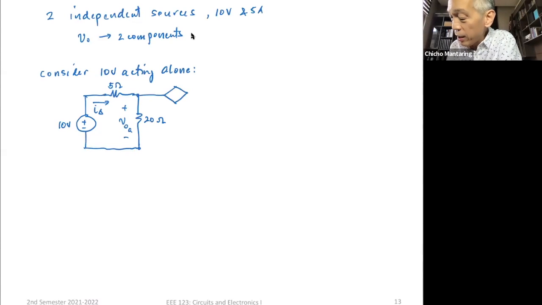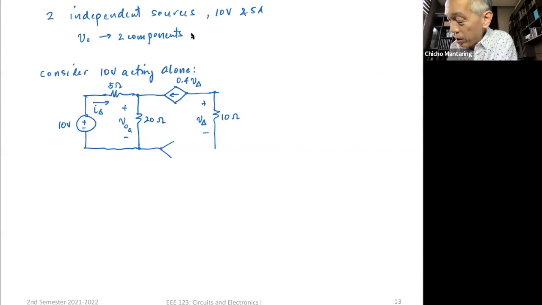So I have here a current source, 0.4 V of delta, where V of delta is the voltage across my 10 ohm. So this is my V of delta. And then here I have a controlled voltage source where this is 2 I of delta. So it's a current controlled voltage source.